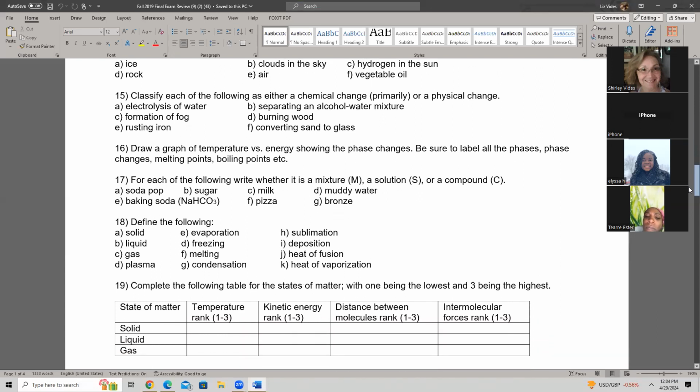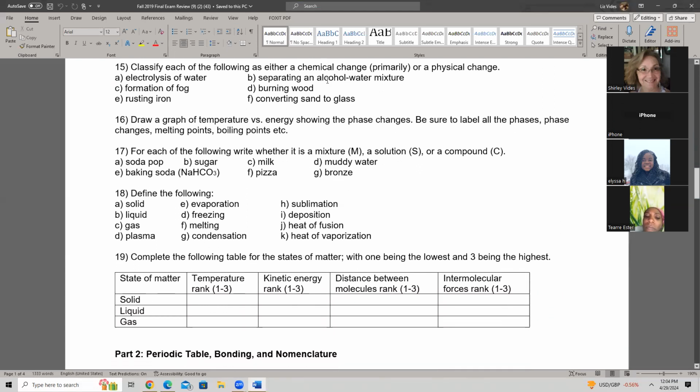All right, so boom, boom. Okay. So for each of the following, if it's a mixture, solution, or a compound, we'll go even further. That's a solution, which is homogeneous. This is a compound. This is a heterogeneous mixture, a colloid, so it is a mixture. Muddy water is also a mixture because it is a heterogeneous solution, and it is a suspension. Baking soda is a compound. Pizza is a delicious mixture, and bronze is a solution. And there you go. That's all of them.